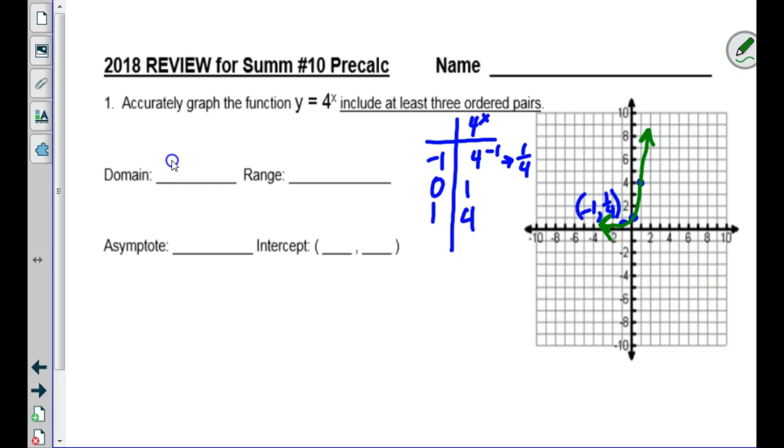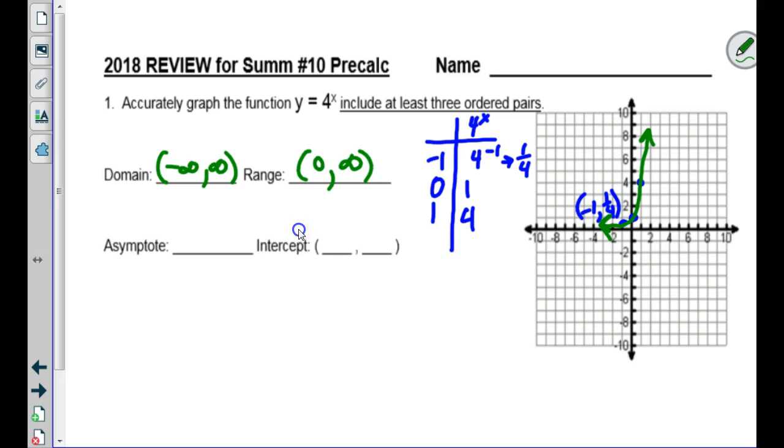All right, domain. Yes, you can put anything in to the exponent here. Positive, negative, fraction, 0, anything. But when you take a positive number to a power, what are you going to get out? Only positive numbers. So from bottom to top, this is, yes, and it does not touch 0. Make sure it's a parenthesis.